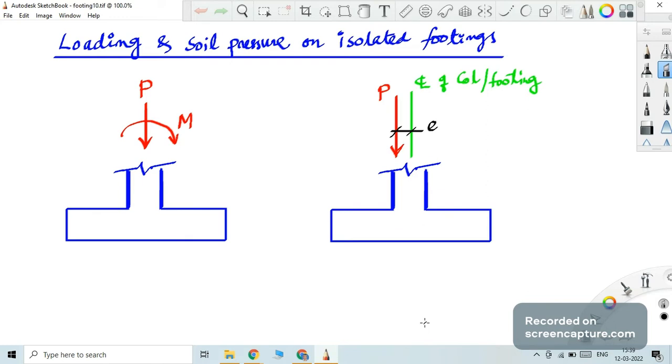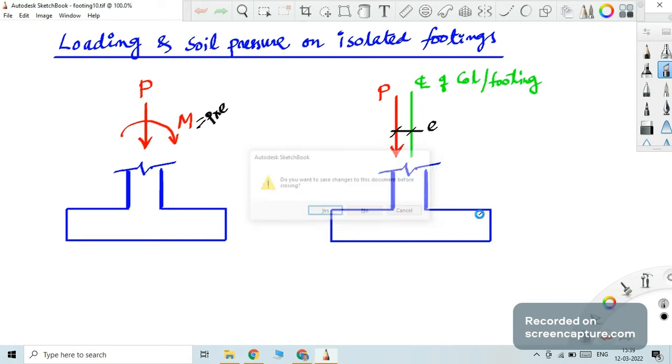Similarly, another case of eccentricity with the vertical force, when the force is not exactly on the center line of the column, that also can happen. And in that case, we have an eccentricity e. So P only, but with e. That means P plus a moment M, the value of which is given by P into e. So whatever you see on the left hand side is similar when P is with an eccentricity. In that case, this M will become P into e. That's all. So that is a case.